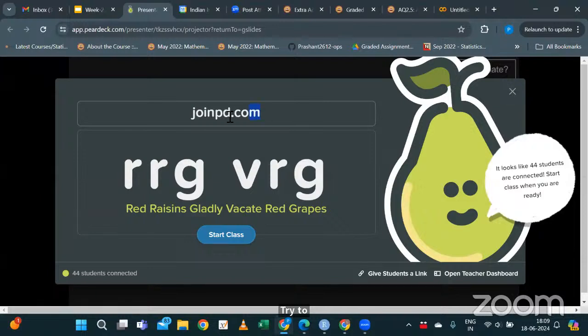So what you have to do is just enter joinpd.com on your browser and then write this code. But I'm unable to join. Okay, that's what I'm saying. Just do a refresh and try to rejoin. That is the only way. I think there is something happening. So just try to do this. Clear every other tab, then write joinpd.com and then enter the code.